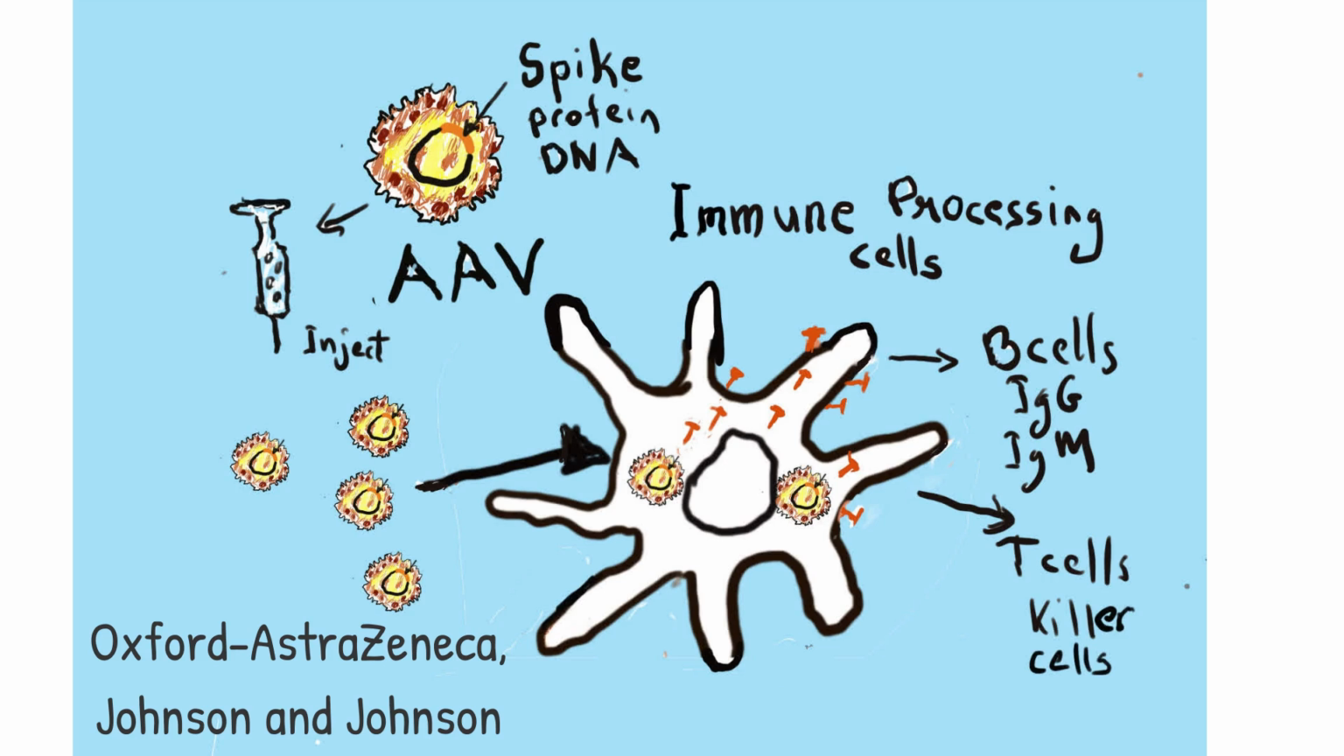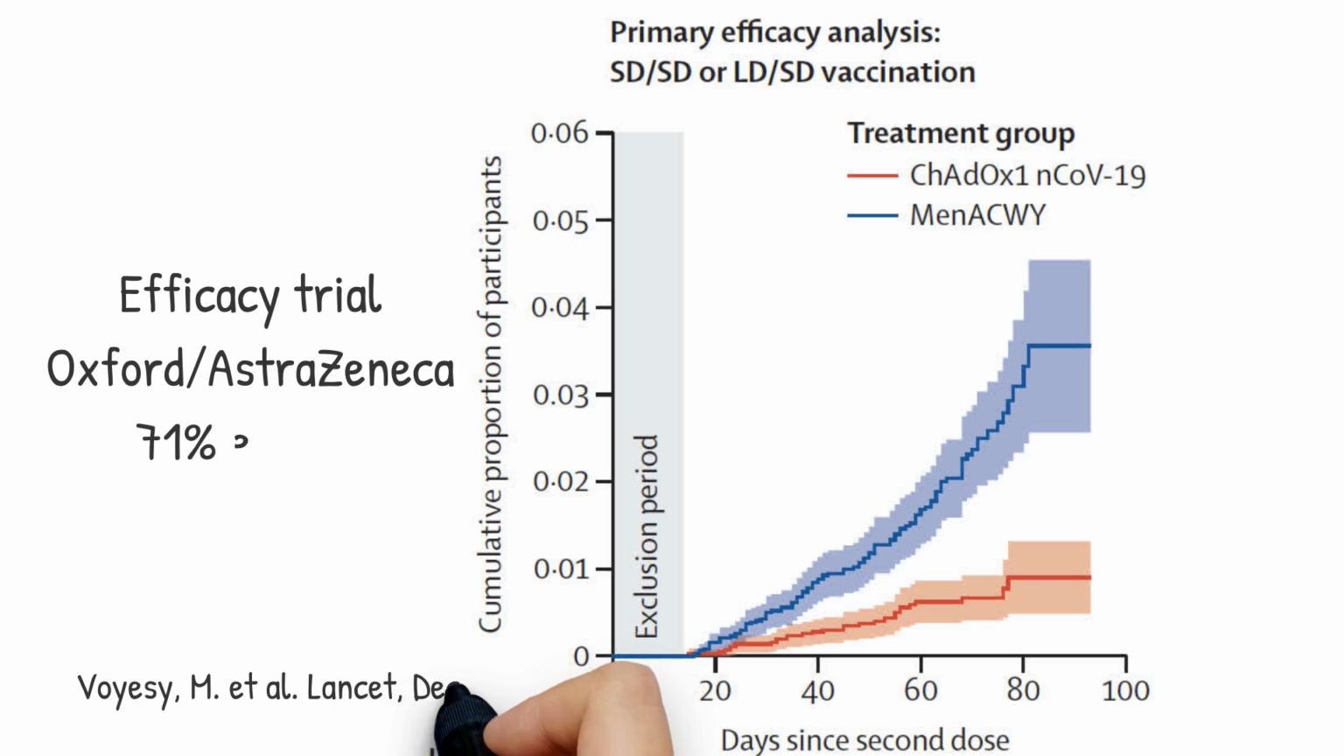These vaccines are also in phase 3 studies, and preliminary analysis of the Oxford AstraZeneca vaccine has been published in Lancet. The trial consists of 23,848 participants from the United Kingdom, Brazil, and South Africa, and this vaccine, like the mRNA vaccines, requires 2 doses. Control subjects received the meningococcal vaccine or saline.